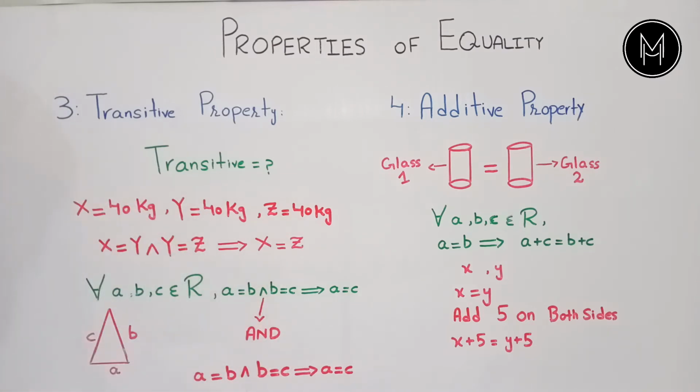For example, let's say we have a triangle with three sides a, b and c. We say side A of the triangle is equal to side B of the triangle and side B of the triangle is equal to side C of the triangle. So from these two conditions, that A is equal to B and B is equal to C, we can also say that A is equal to C according to the transitive property of equality. So this is the transitive property.